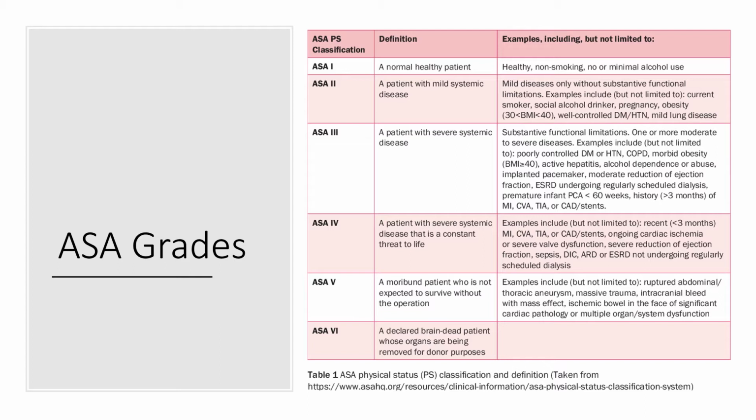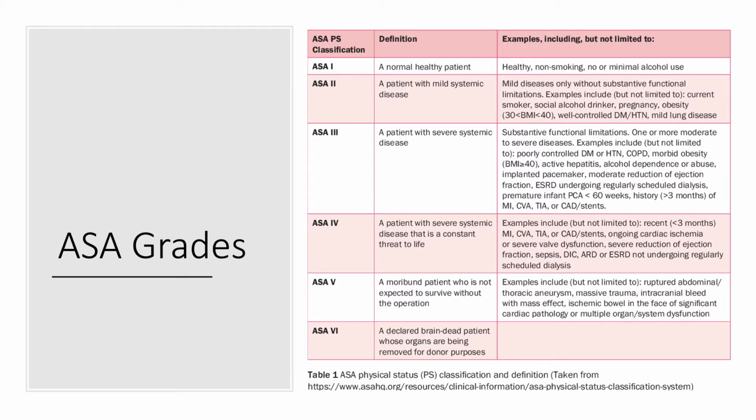ASA 4 are the patients that are more severe. These are the types of patients that have had recent cardiovascular events, patients with any ongoing ischemia. They're the ones that are currently unwell and might have sepsis, might have DIC, or might have some really severe renal failure. And lastly, ASA 5 are patients who are bound to die and they need the operation to survive. ASA 6 are those who are brain dead and you are harvesting their organs.